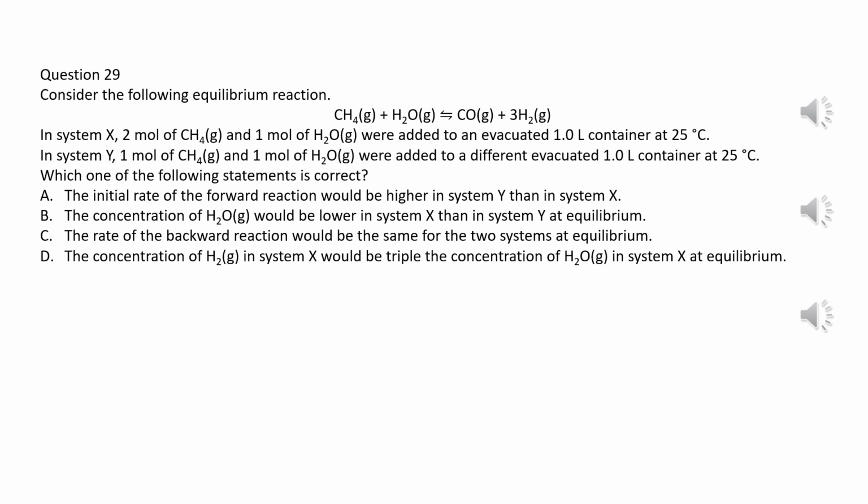This question simultaneously assesses knowledge of chemical equilibrium and reaction rates. Key points to note are the differences between the two systems. In System X, the mole number of CH4(g) is 2, while in System Y, it is 1. All other conditions are the same. Therefore, the CH4 concentration in System X is greater than in System Y.